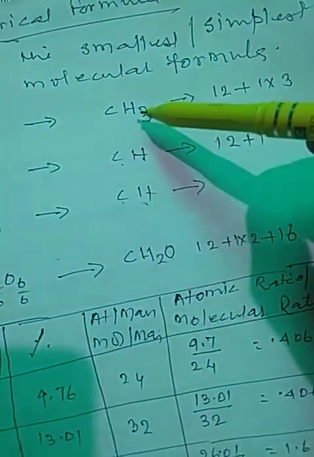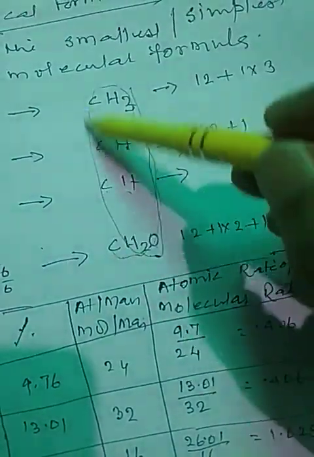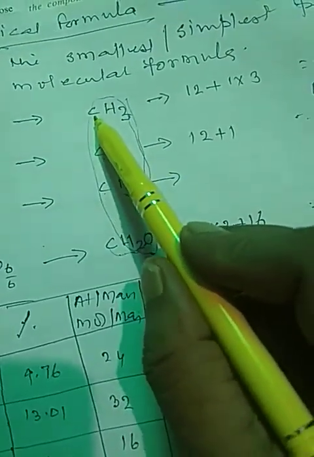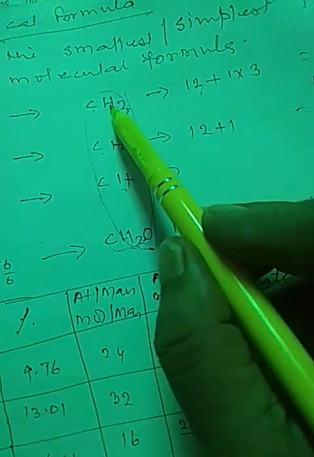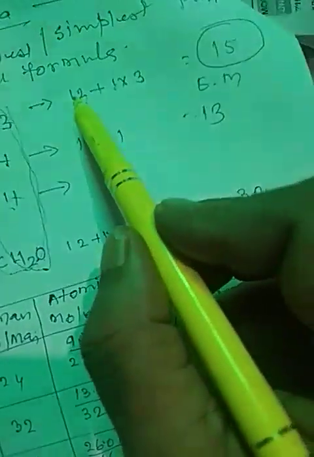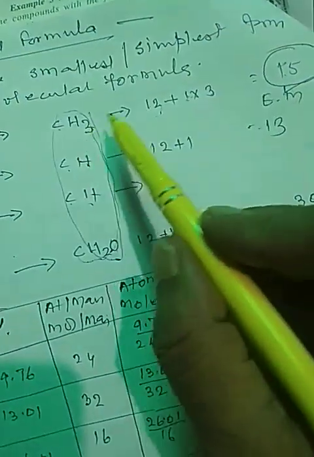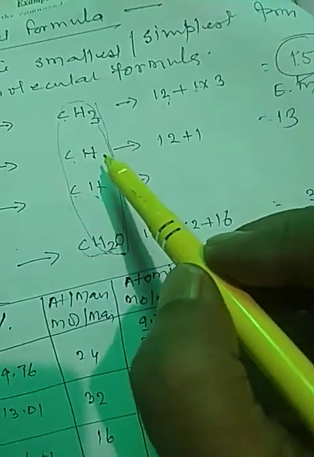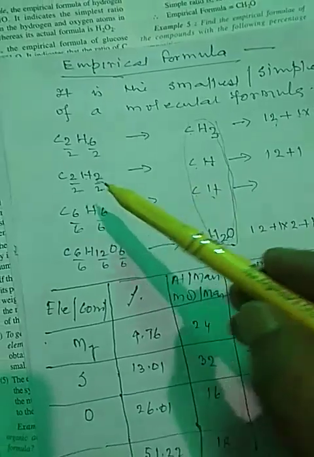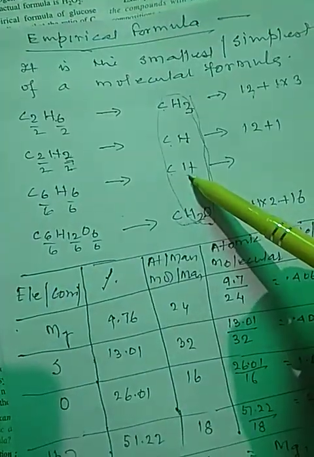So, these simplest forms are called empirical formulas, and if we calculate their masses, carbon is 12, here are 3 hydrogen atoms, it will be 1 into 3, so 12 plus 3, it will be 15. It will be the empirical mass. The mass of the empirical formula is called the empirical mass. 2 compounds may have the same empirical formula.